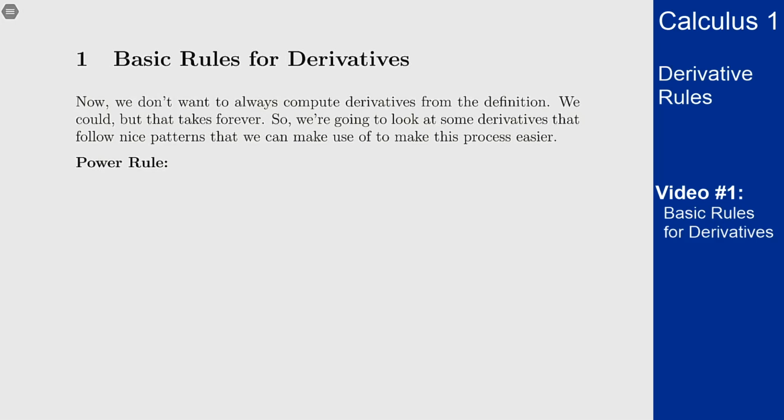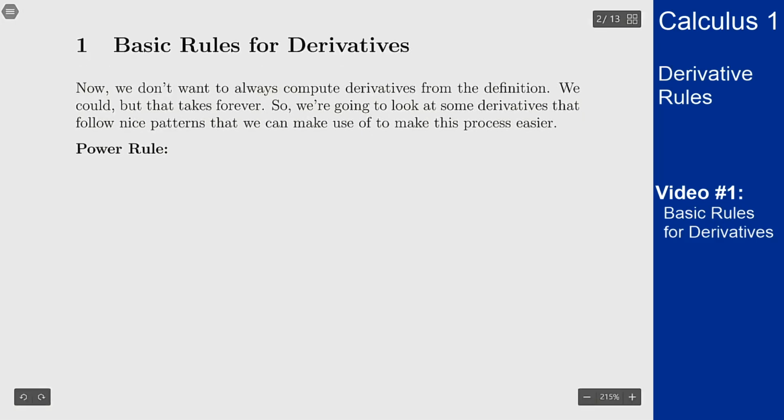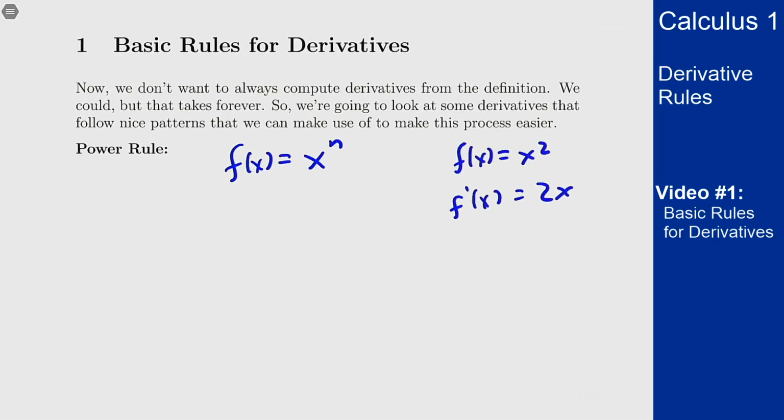The first rule we're going to look at is what's called the power rule. That's looking at functions like f of x is x to the n. We've already seen a couple of these before, right? We know that if f of x is x squared, then our derivative is 2x. But we want to see what this looks like for any power, not just 2. So let's just start from the definition and see where that gets us.